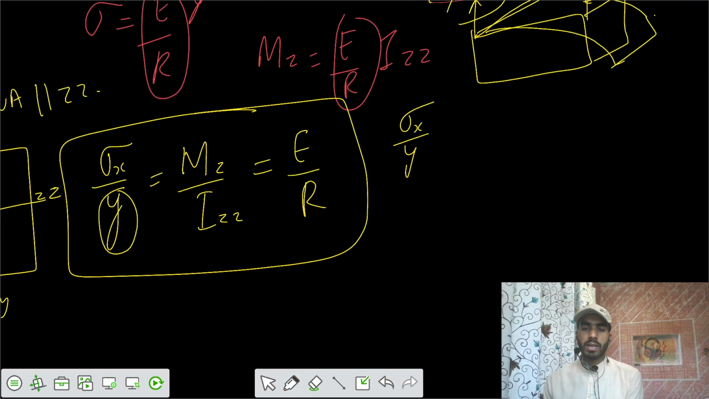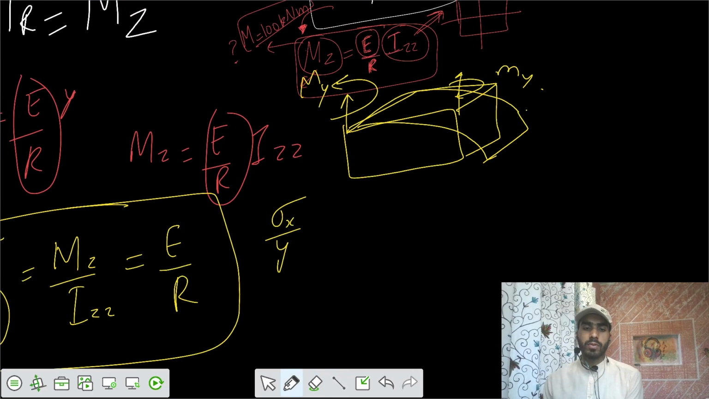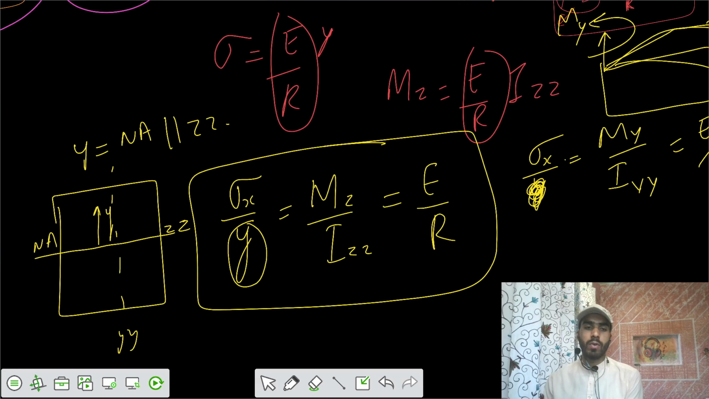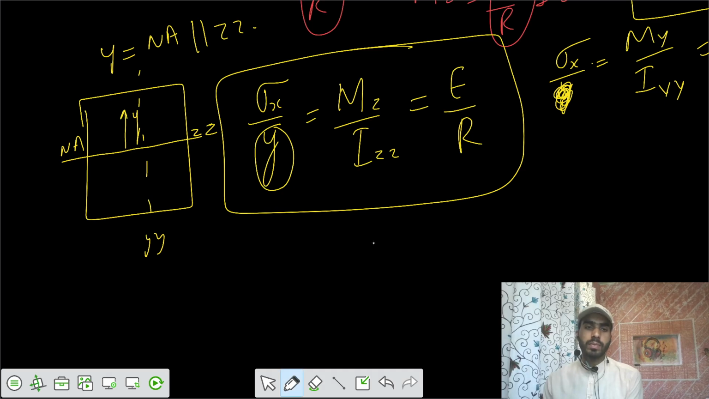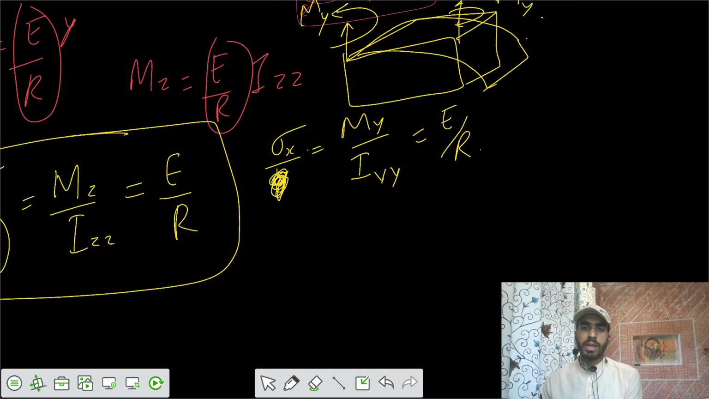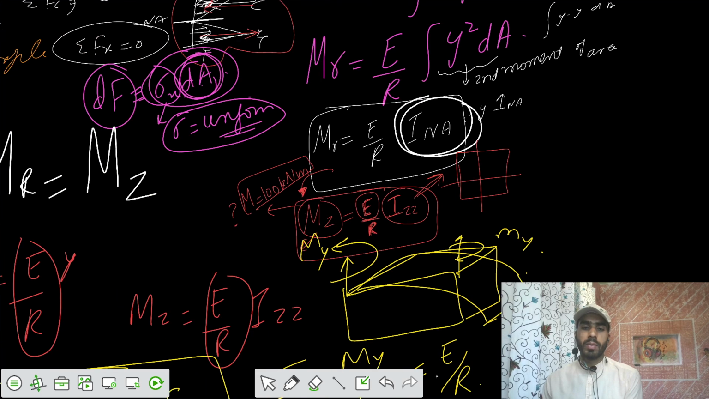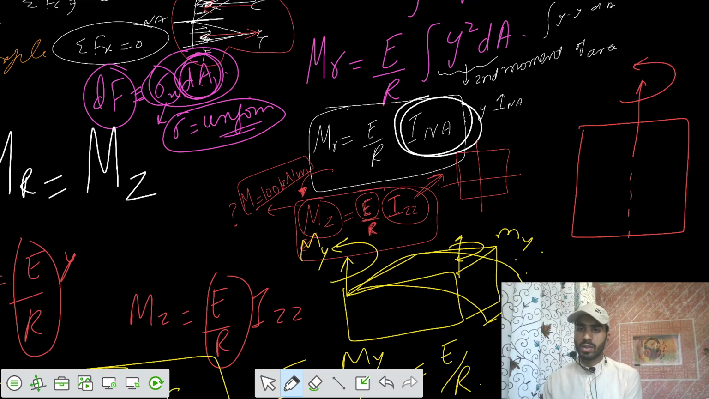And if you take for this case that sigma X by y equals to MY by Iyy equals to E by R, now the value of y should not be that same y. For the second case, the moment is in the Y direction. So this is our section. The moment is in this direction, so this is your YY direction. Moment is in this direction.